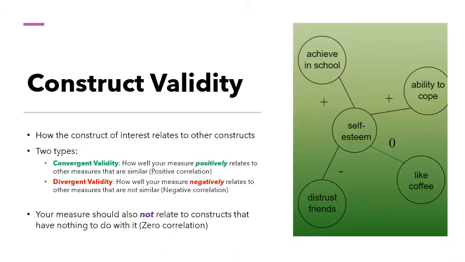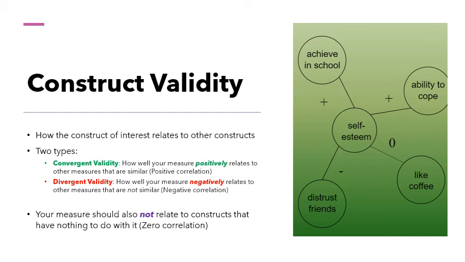The next one is construct validity. This one is how the construct of interest relates to other constructs of interest. It's relatively similar to content validity. The difference here is what we're looking at is correlations between different constructs. So we'll talk about self-esteem here, right? If we look at the picture to the right, we see that self-esteem is oftentimes related to achieving better in school and ability to cope in there.